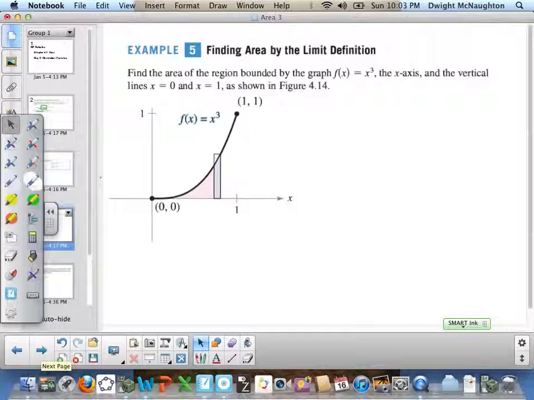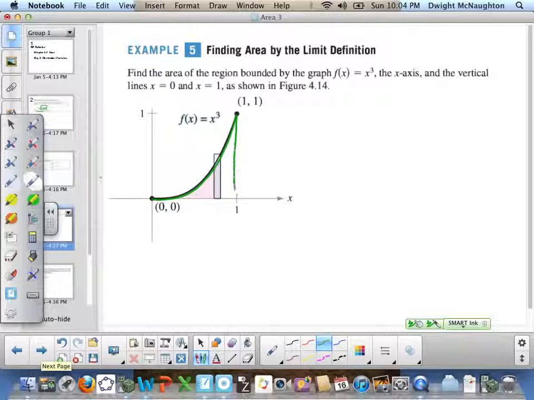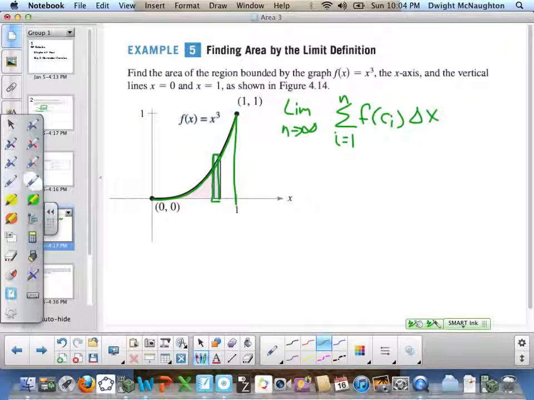Our first area we want to find is the area under the cubic, f of x equals x cubed, from 0 to 1. So basically this region right here. Now they drew a rectangle here. So we're going to find the area underneath this curve. We want to use our rectangles, starting with 1 and going to n rectangles. We want to find our function times the width, and we want to do it an infinite amount of times.